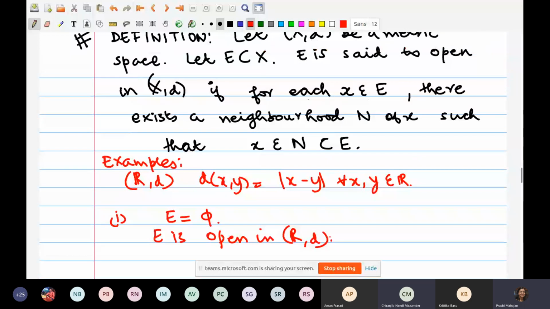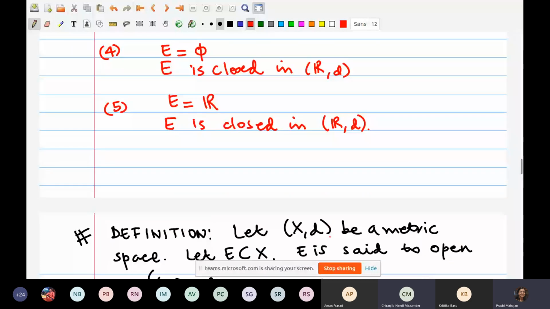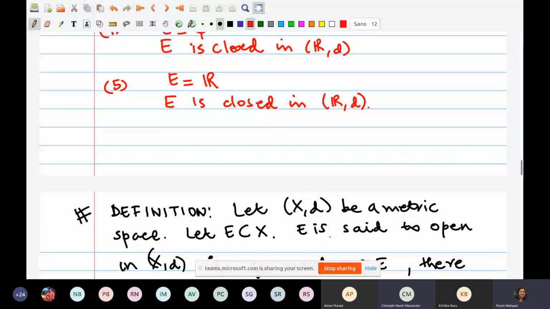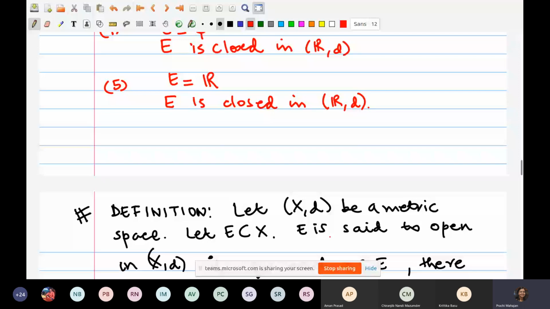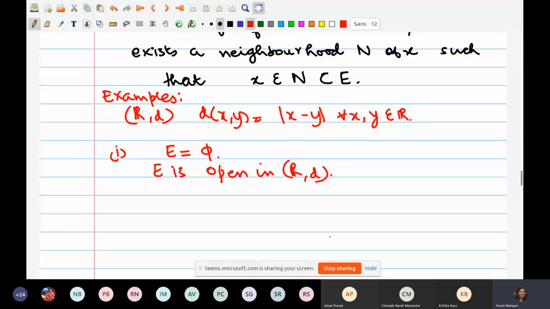Even in the last example, in the previous definition, E was closed as well. Which one? This, right. So a set can be open as well as closed. Yes, both can happen. Yeah, that can happen. Good point. Right. Let's see one more example.